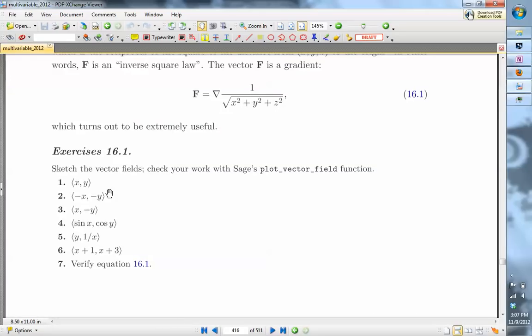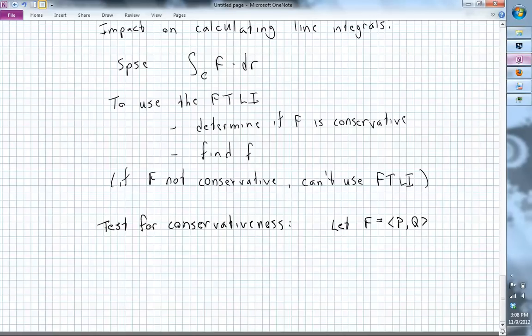And, for example, in number 4, what's P and what's Q? Cosine x and sine x and cosine y. Here, P is y, Q is 1 over x. So that's what I'm talking about, but I'm trying to keep it general. So I want to think about an F like that, P and Q. P and Q are just functions. And let's suppose that F is conservative.